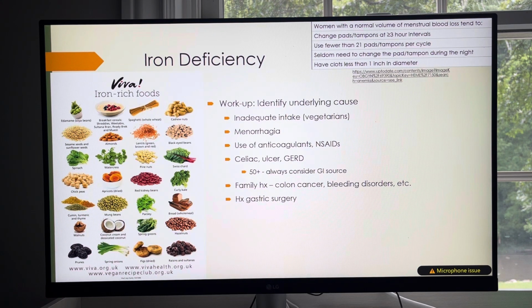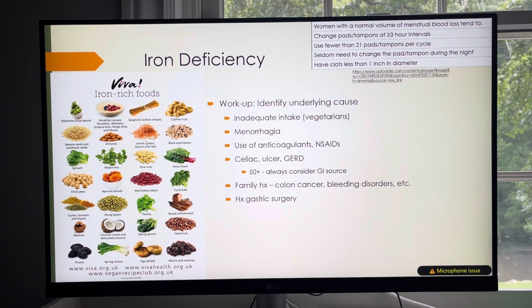Always ask yourself why. Why is this patient deficient in iron? Now that further workup can just include sitting down and chatting with the patient. The number one cause is usually just inadequate intake. Is the patient a vegetarian? Does the patient have heavy menstrual bleeds? There's some questions in the upper right there to ask. Now, if you ask those questions, the more negative answers, the increased risk of iron deficiency. So there's an inverse relationship.